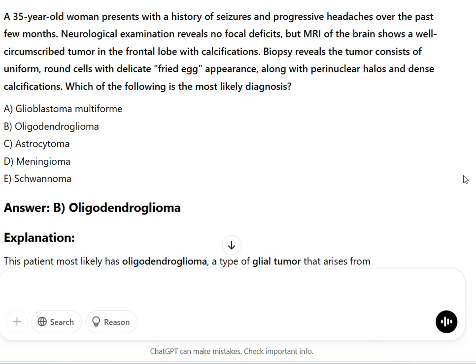A. Glioblastoma multiforme, B. Oligodendroglioma, C. Astrocytoma, D. Meningioma, E. Schwannoma.